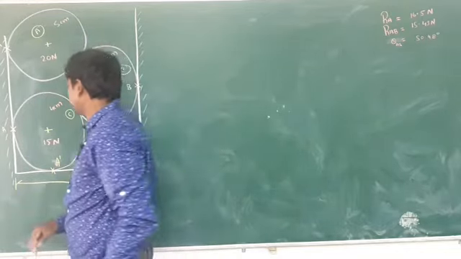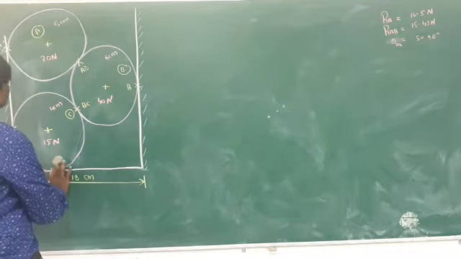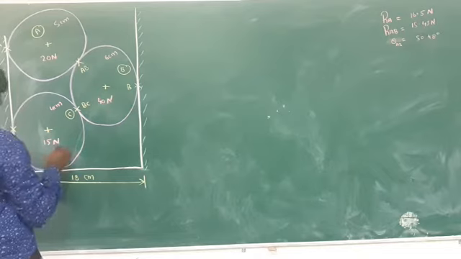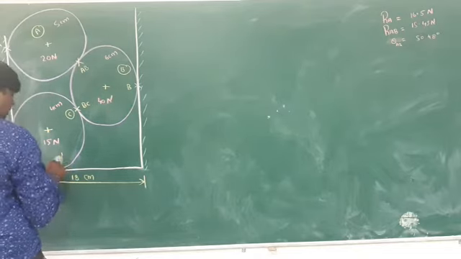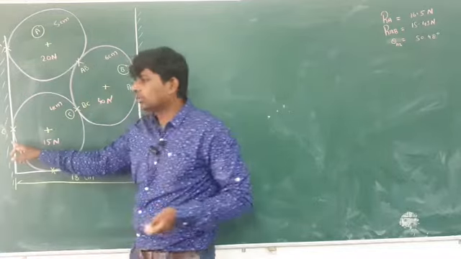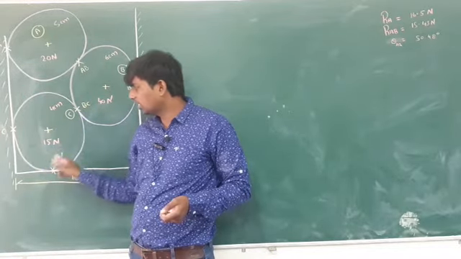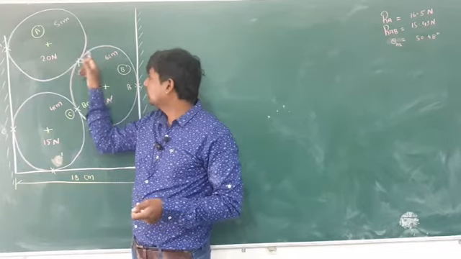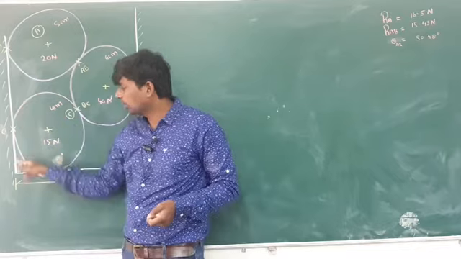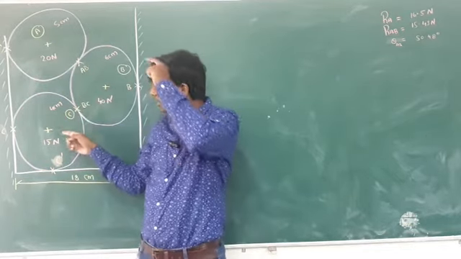If you consider this one as A, and this one as C, it is better to consider this one as C and this one as C dash, because which sphere is it? C. And here you can see this is your sphere A, this one is your sphere B, and this one is your sphere C.